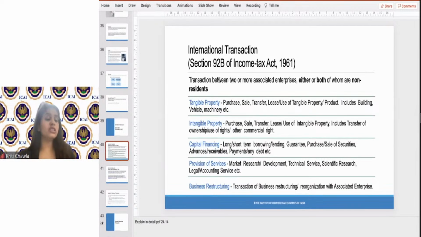Now, how do you make sure that these are at arm's length price? That is for the next lecture to discuss. We'll use the methods out there, but this is what basically section 92B really says.